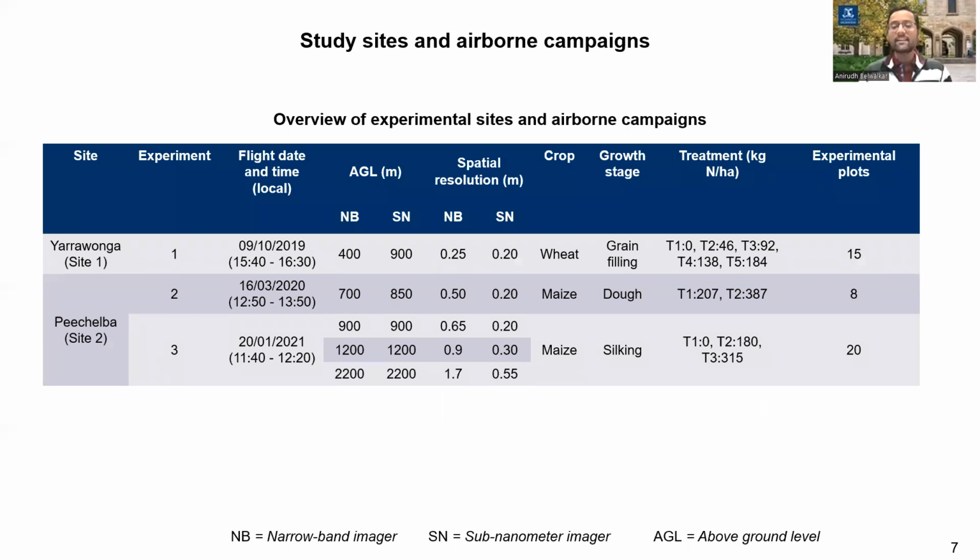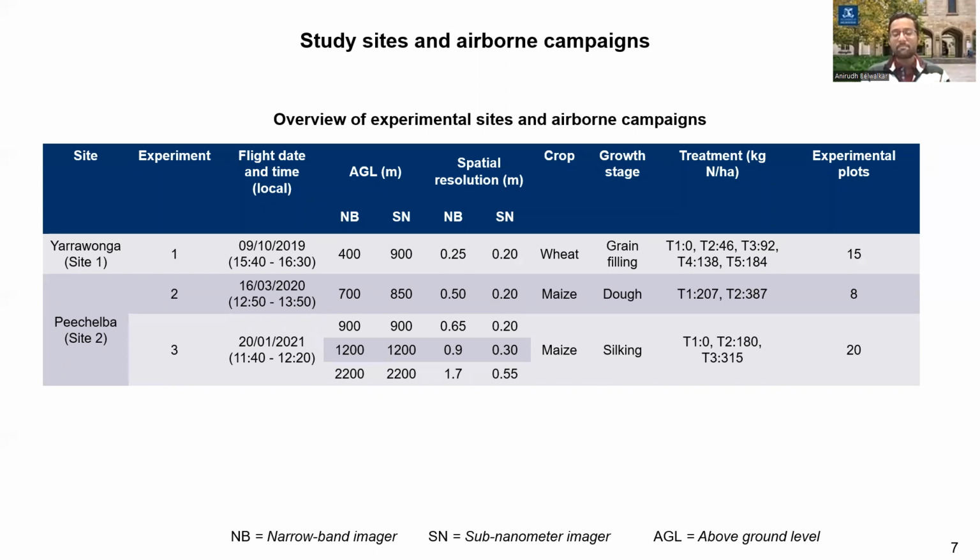The study was conducted at two different wheat and maize phenotyping trials grown under different nitrogen application rates over 3 growing seasons in Victoria, Australia. The details of the experimental sites and the airborne campaign are provided in the given table.